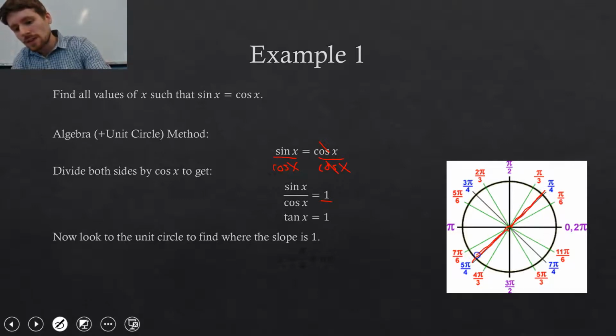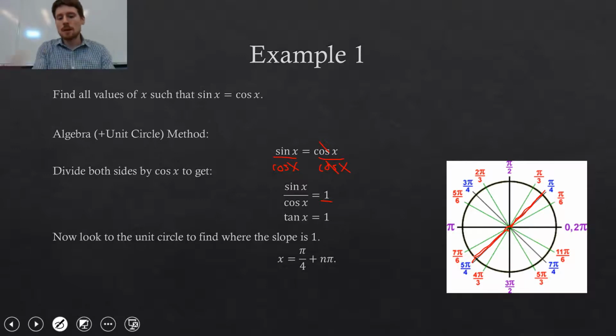So we get the same set of answers by thinking about it now in terms of slope. So x equals pi over 4 plus any multiple of pi. Okay, so this is kind of an algebraic way of getting there. We still have to segue into the unit circle to think about when is the tangent 1, but this method works just fine.